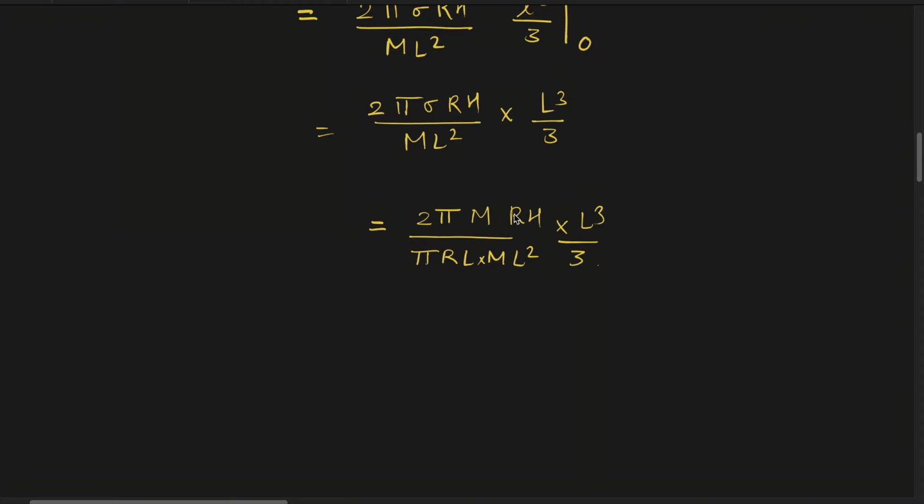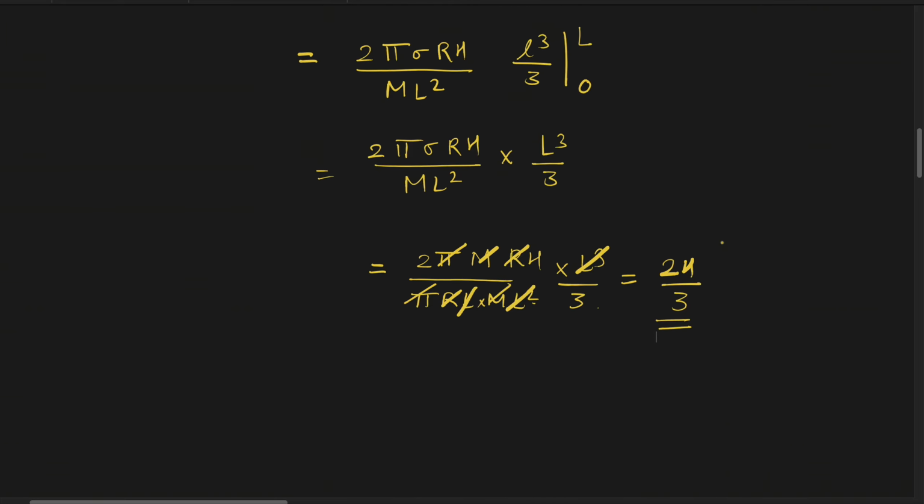Now I can cancel out this pi and pi, this m and m, this R and R. H is not cancelled. Okay, sorry for that, H is not cancelled. I can cancel out this L square into L, which is L cube, with this one. So eventually you get 2h by 3, right? Now this 2h by 3 is the center of mass of this right circular cone.